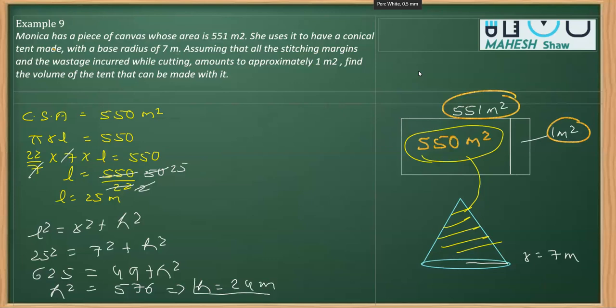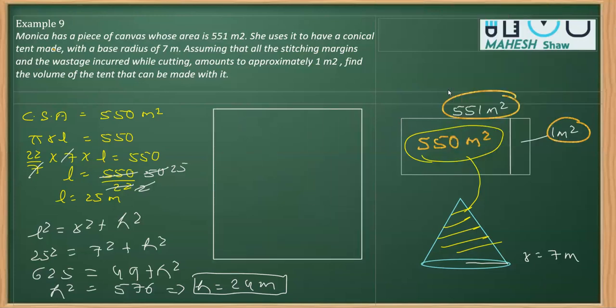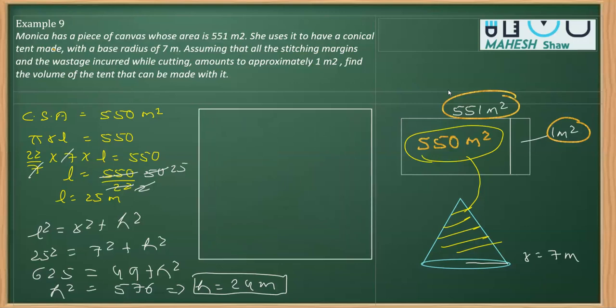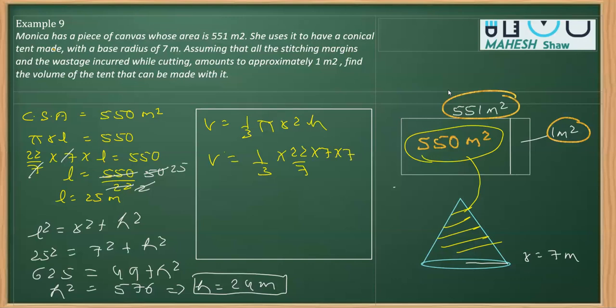So once we get the height, now as we have already discussed, we are getting the height so as to calculate the volume. And in order to calculate the volume, we need height. So now we can apply the formula of the volume of a cone, and the volume of a cone is 1 over 3 pi r square h. Now replacing pi with 22 over 7, r which is 7, so 7 into 7, and height which is 24. So we are simply placing these values here.